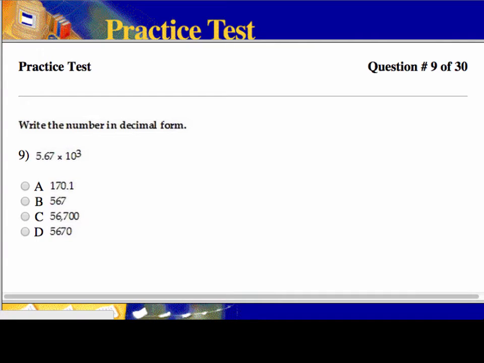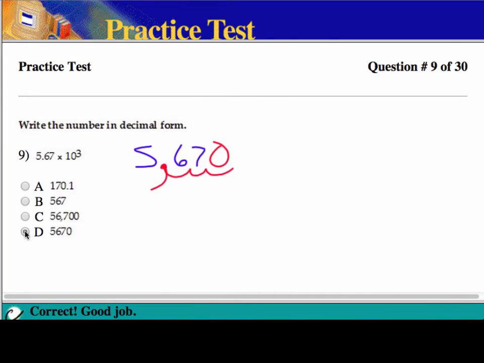So now here, I start with my 5.67. And how many spaces do I move the decimal and why? 3. Which way? 3 to the right. 1, 2, 3. Uh-oh. Yeah, add a 0. So it's 5,670. Is that good?